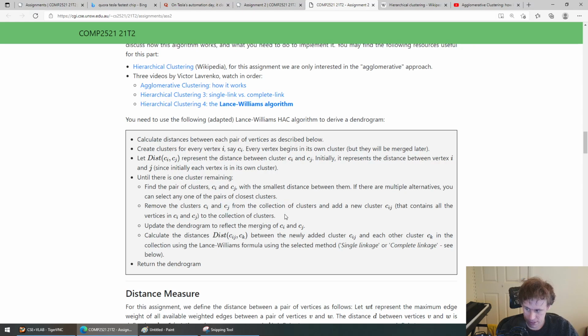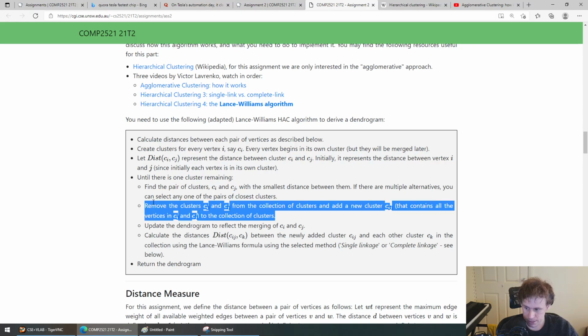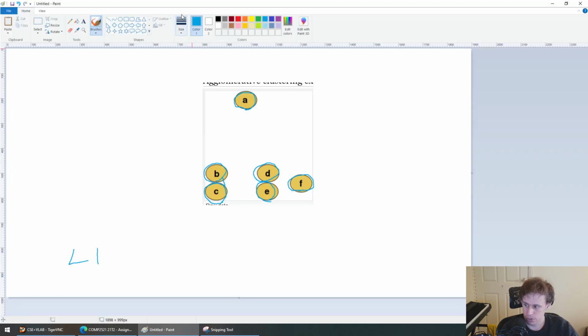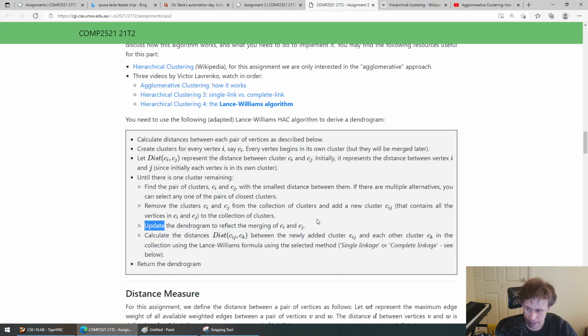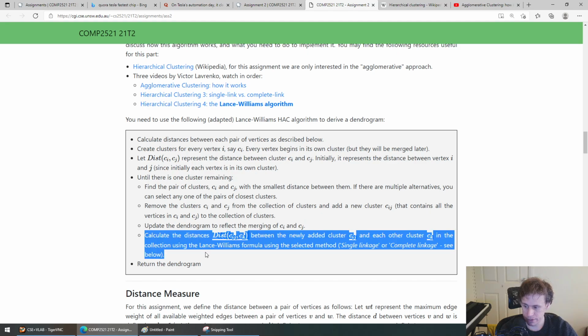We want to remove those clusters, Ci and Cj, from the collection of clusters and add a new cluster that contains it. So essentially what that means for us is that we want to get rid of this. And now we just have one cluster that's called BC. So there's no more sense of having a B node and a C node in two separate clusters, we actually just combine them together and it's just one cluster now. It does actually contain the nodes in it, but from a cluster perspective, this is just one cluster. Then, update the dendrogram. Then we have to calculate the new distances.